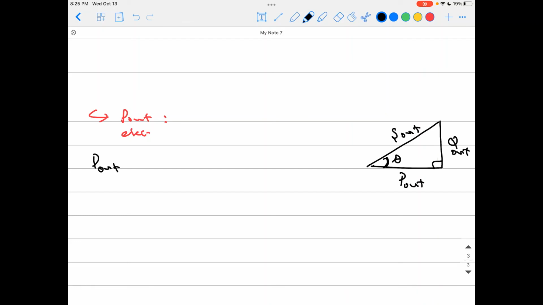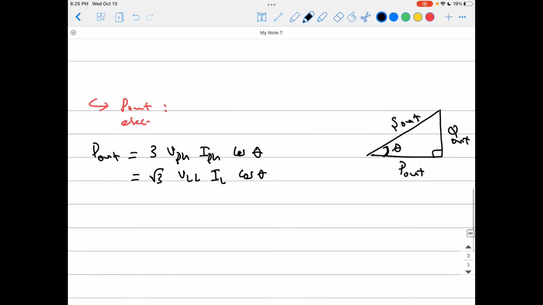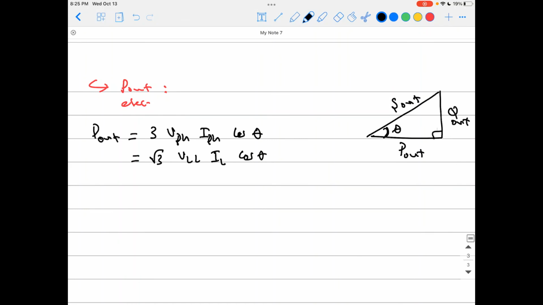So the P output, which is electrical power, as you know, can be calculated as 3 V phase I phase cosine theta, okay? Or it can be square root of 3 V line to line I line to line cosine theta. Okay, so it's just up to you. Because we're using the per phase equivalent circuit all the time, we prefer to go with the phase formula. So you just use the phase quantities.